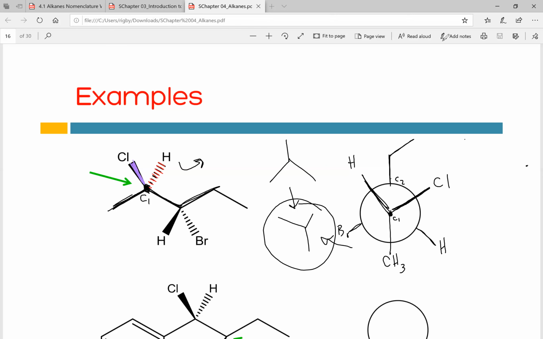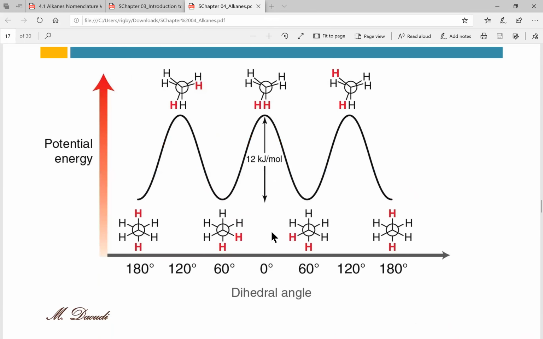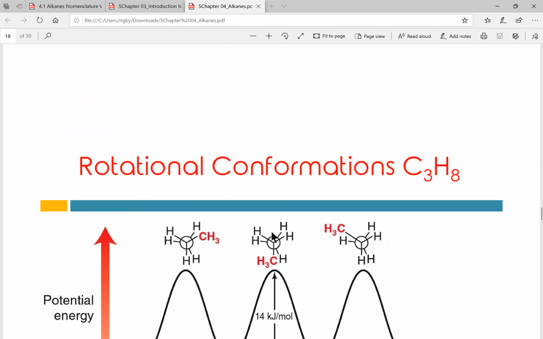Okay? I'm going to go ahead and move on and not do this next example. If you do have any questions, again, just message me. Okay, so back to rotational conformations.